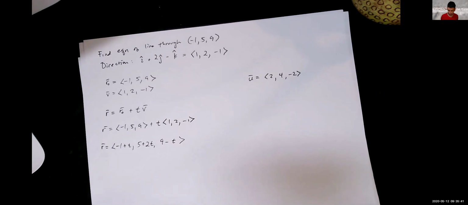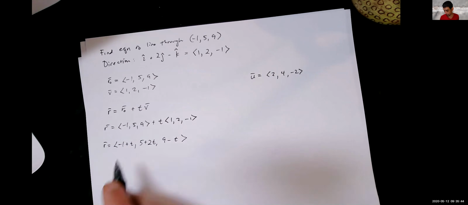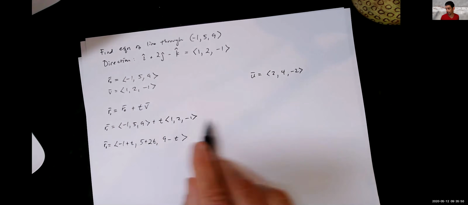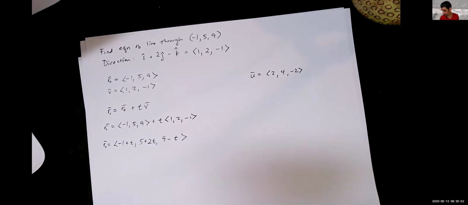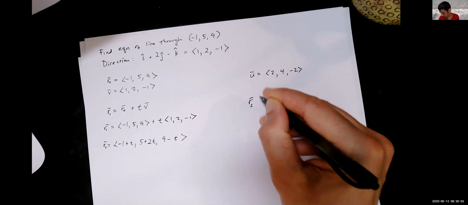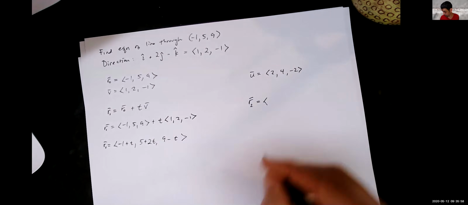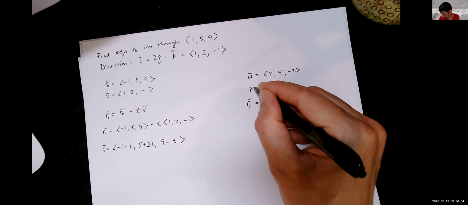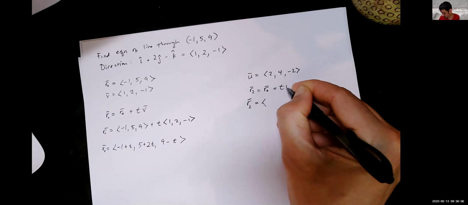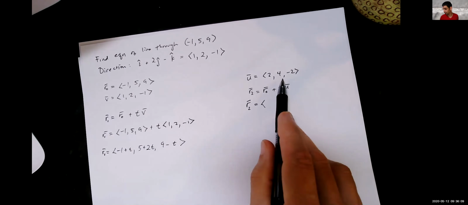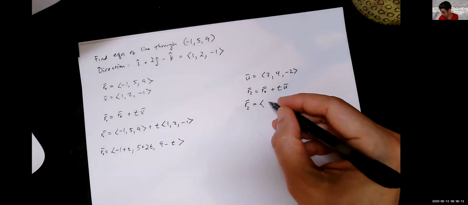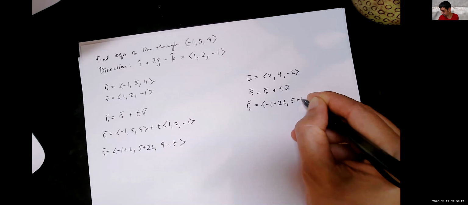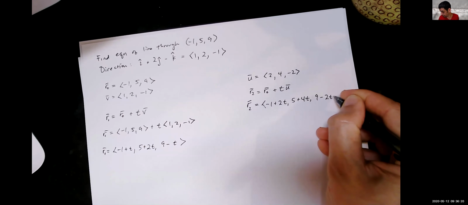I'm going to add a little notation to this. I'm going to call this R1. This is one vector equation of this line. With this other vector u, I could write a different equation, R2, which is going to be very similar. It's going to use the same point. R2 equals R0 plus TU instead of TV, where U is just a multiple of V. And so this will end up looking like -1 plus 2t, 5 plus 4t, 9 minus 2t.